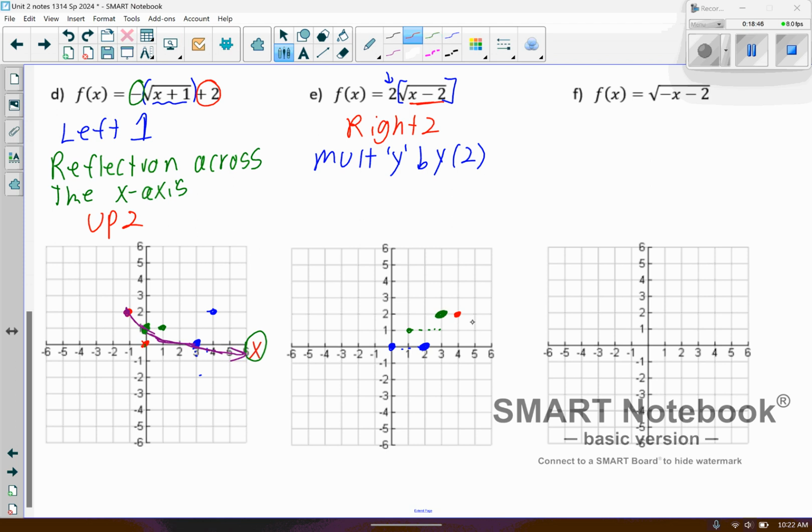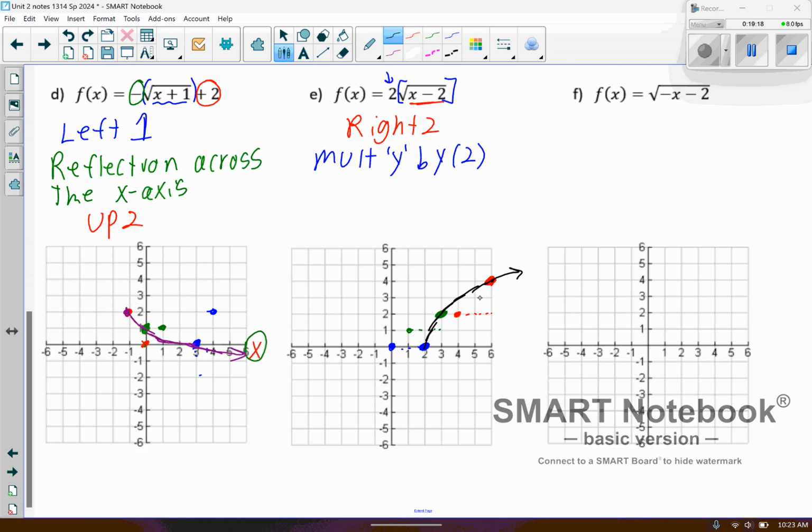And then the red point, we're going to go right 2. And then the y value currently is 2, but we're going to multiply that. 2 times 2 is 4. So those are going to be my new points, those bigger dots right there. So I'm going to connect them. And here we go. And that's it. And so you see that vertical stretch. And so it's getting pulled up at a faster rate.